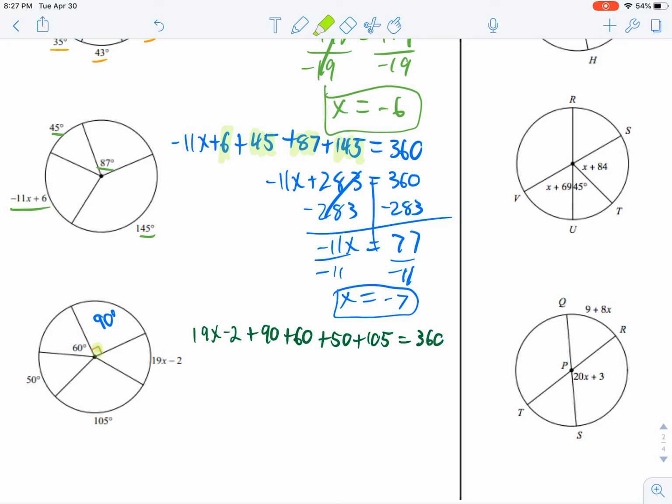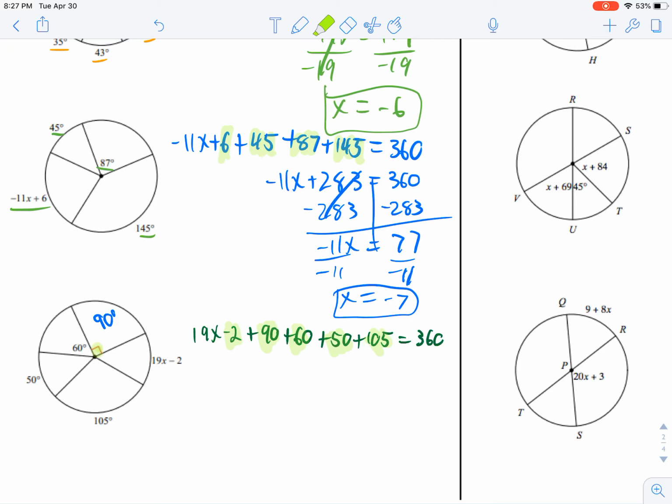Okay? Do I have anything I can put together? Any just plain old numbers? Yeah, it's just these guys. Now, why can't I put that 19x together with any of them? Yeah, because I don't have any x's with them. So that 19x can't be combined. Okay?